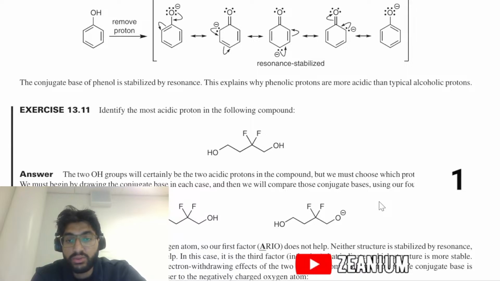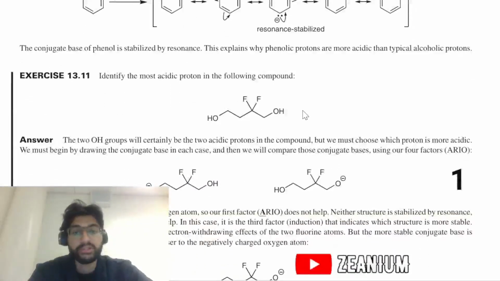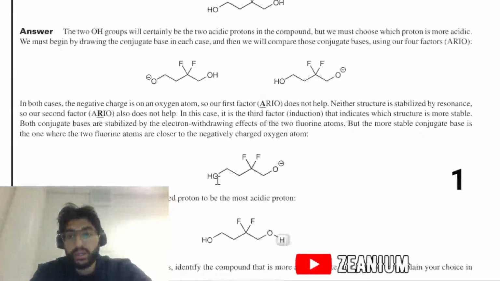The two OH groups will certainly be the two acidic protons in the compound, but we must choose which proton is more acidic. We must begin by drawing the conjugate base in each case, and then we will compare the conjugate bases using our four factors, ARIO. So we remove the protons in each of the alcohol groups. In both cases, the negative charge is on the oxygen atom.